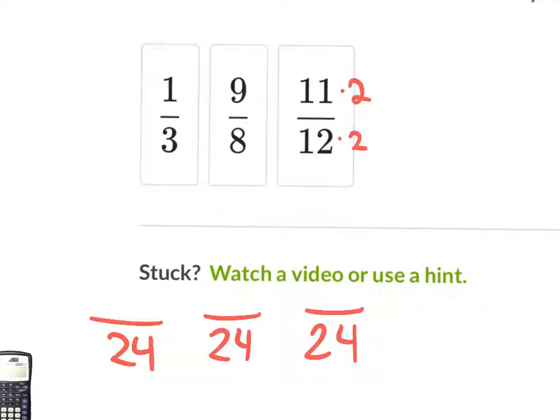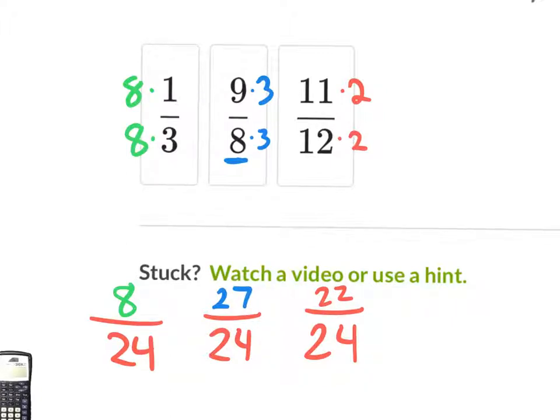11 times 2 is 22. How about this 8 right here? 8 times what is 24? 3. So I need to multiply the 9 times 3, and I will get 27, right? And over here, how about this 3? 3 times what is 24? 3 times 8. Okay, so I'm going to go times 8 right there and times 8 up here. And that'll give me an 8.